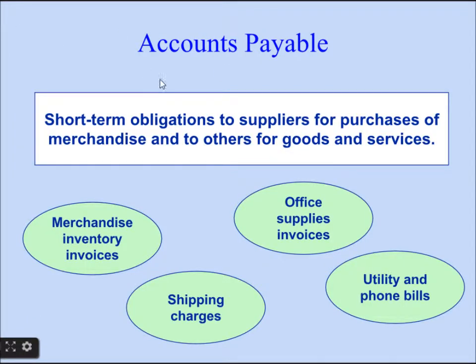Accounts payable. What are accounts payable? Short-term obligations to suppliers for purchases of merchandise and to others for goods and services. Examples are merchandise inventory invoices, shipping charges, office supplies and invoices, utility and phone bills. So these are the examples of accounts payable in case of short-term obligations.